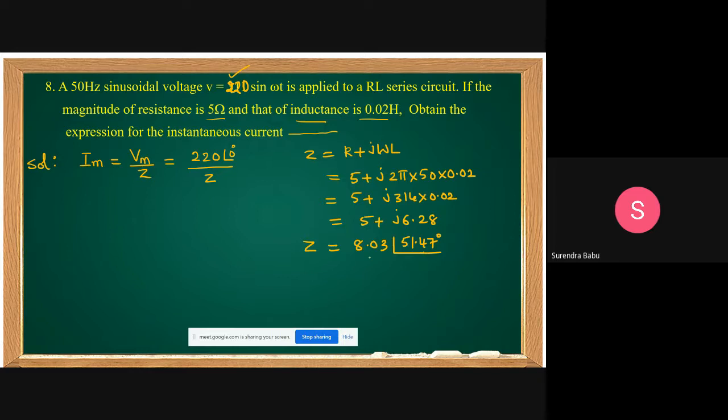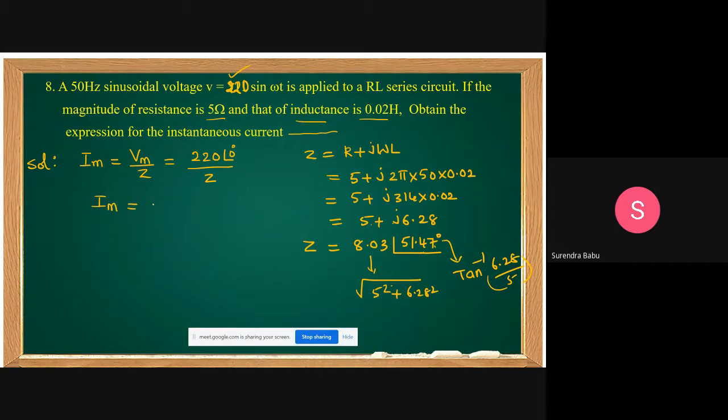You can find the magnitude: square root of 5 square plus 6.28 square. How to get the angle, students? Tan inverse of imaginary part by real part, 6.28 by 5. Like this we can get it. Is it correct? This is the magnitude and this is the angle. Now, how much are we getting, students?